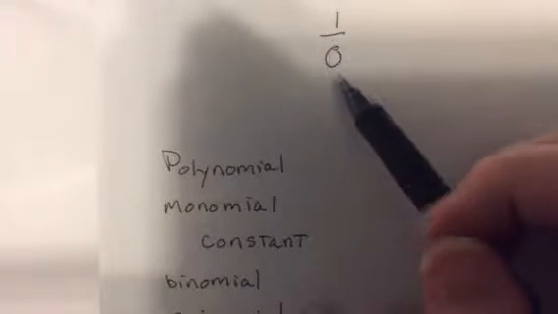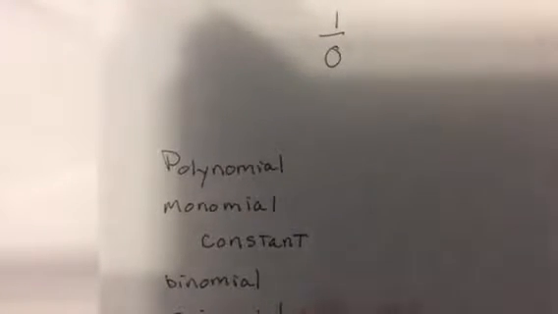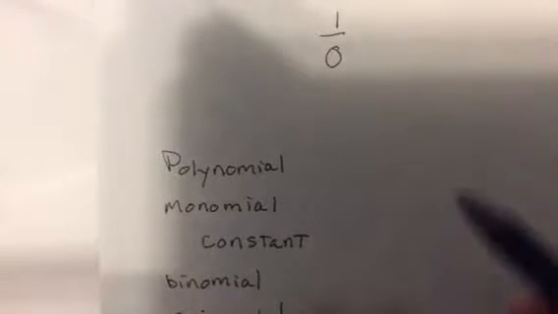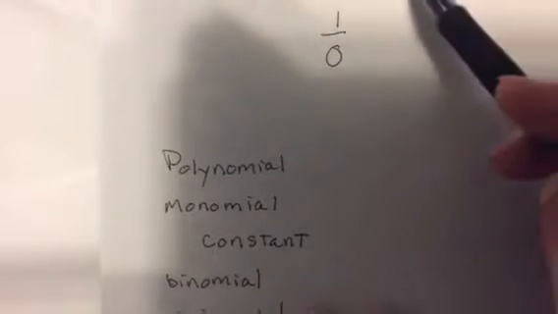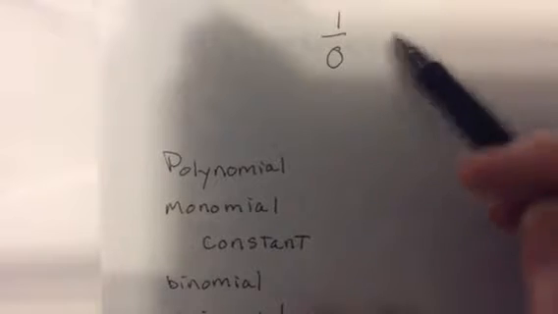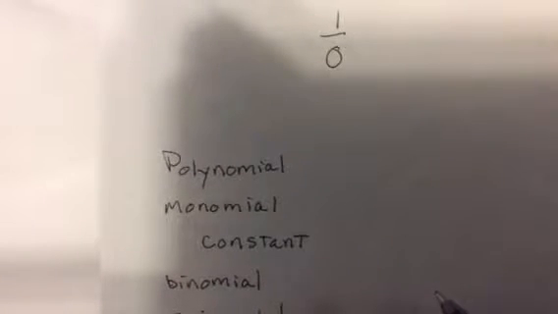Do you remember the little poem I taught you about this? If zero's on the bottom, say it with me. If zero's on the bottom, that's undefined. That is true all the time. So 0 divided by 0, undefined. 1 divided by 0, undefined. 2 divided by 0, undefined. 0 divided by 5, 0.